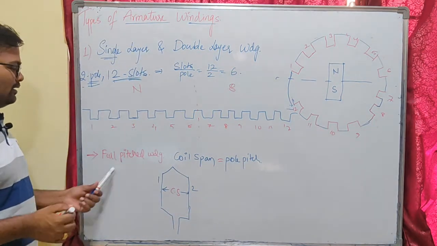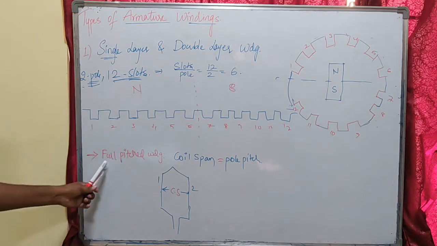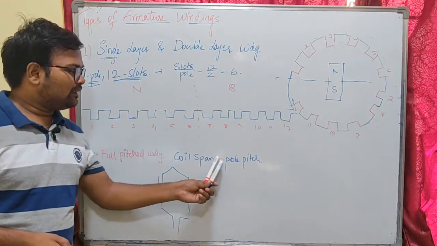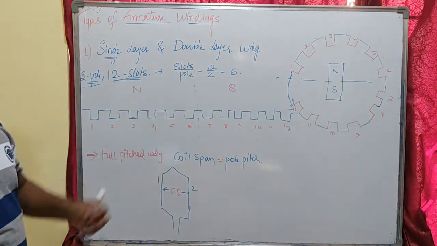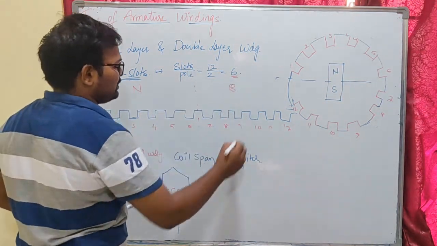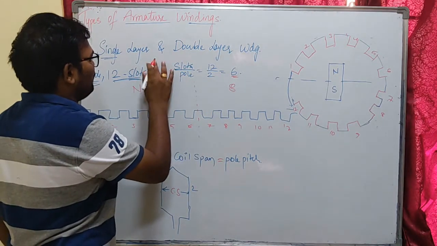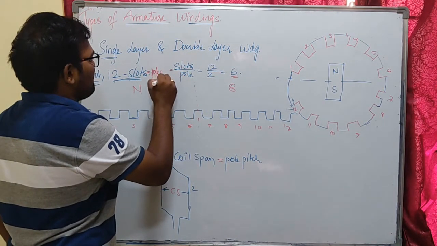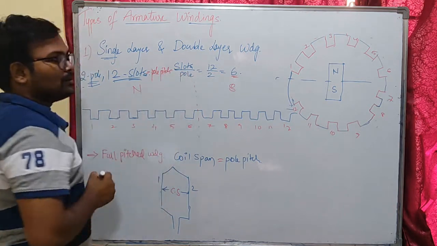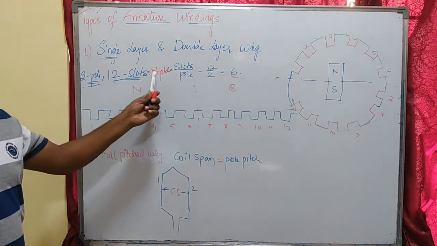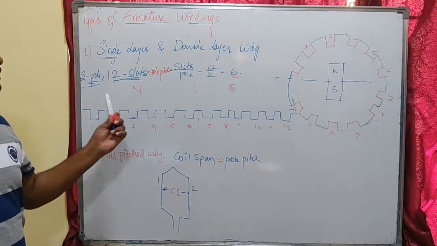Okay, so this is another definition we are going to see further. For better understanding, I mentioned here full pitch winding is whenever the coil span equals the pole pitch. Here, what is the coil span? That is 6 slots. Coil span is equal to pole pitch. Pole pitch is the number of slots per pole. So one pole has 6 slots, that is the pole pitch.